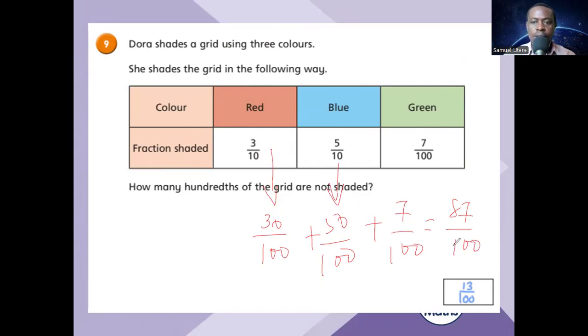So if they're asking us how many hundredths of the grid are not shaded, it is what is left over to make it a whole, which is 100. So if we do 100 minus 87, that gives us 13. So 13 squares are not shaded. So that's why it is 13 hundredths.